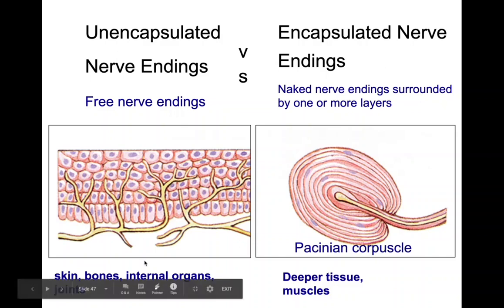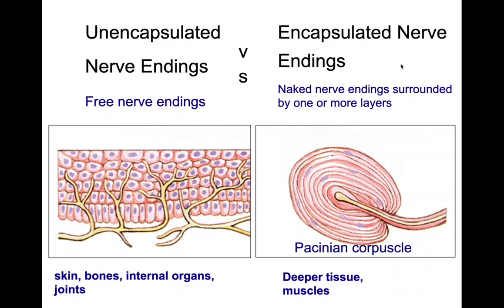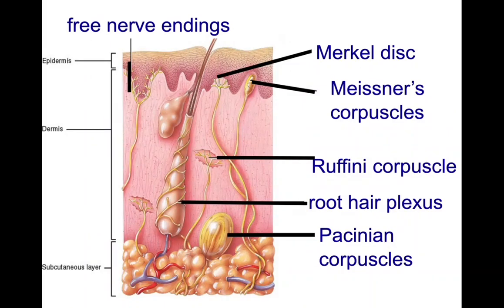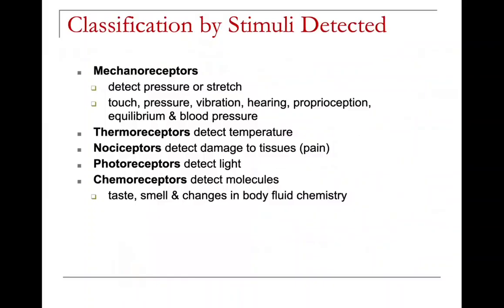So with a free nerve ending, here going to skin, bones, internal organs, joints, here to the deeper muscle tissue. This is showing some of those free nerve endings in the skin versus a Pacinian corpuscle and a Meissner corpuscle. So we can classify them by the type of stimuli. Mechanoreceptors are going to detect pressure or stretch. So touch, pressure, vibration, hearing, proprioception, equilibrium, and blood pressure. Thermoreceptors detect temperature. Nociceptors detect damage, and these result in pain.